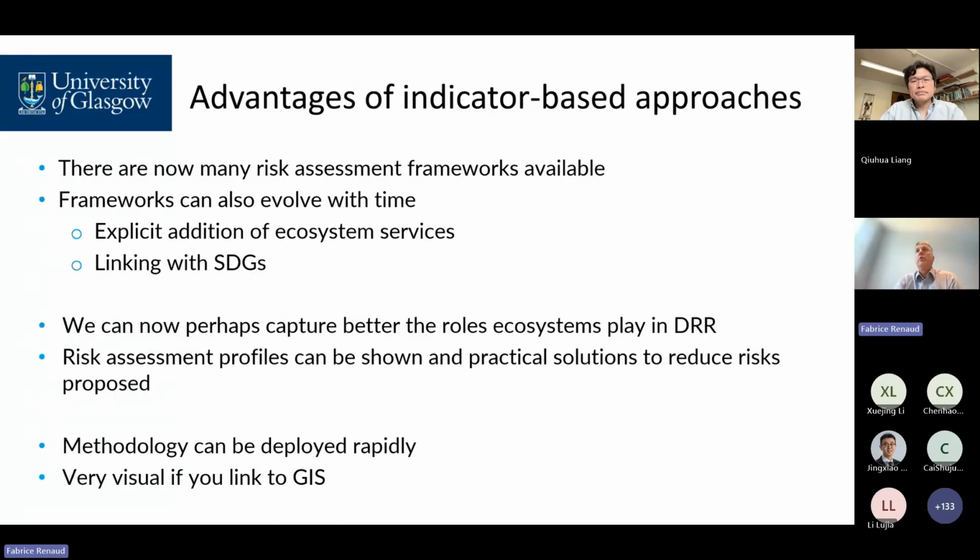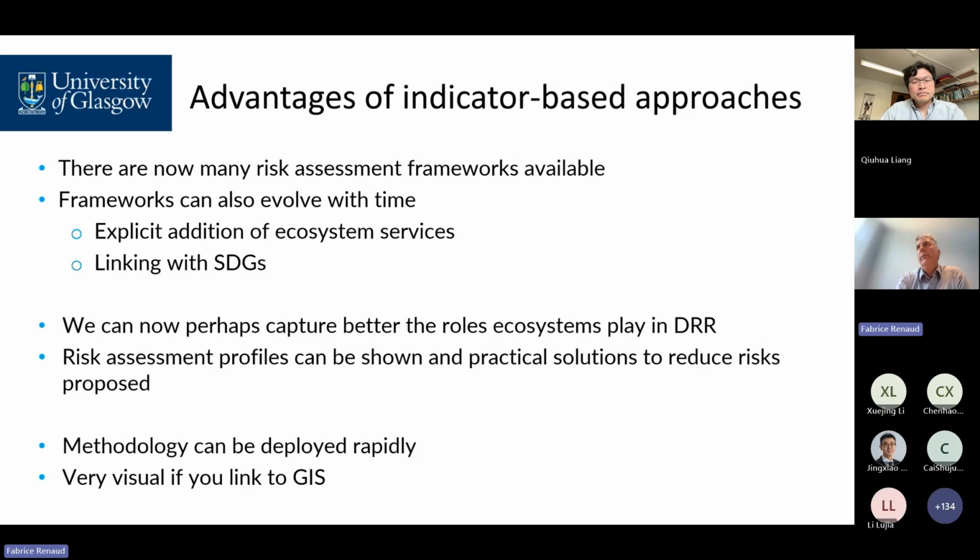But there are also a lot of advantages, and one of the advantages is that the methodologies can be deployed rapidly. You can have very good visualizations of the results through GIS, and that can be quite informative for the policymakers. And you can also identify, when you have a refined analysis, specific areas where interventions are possible.